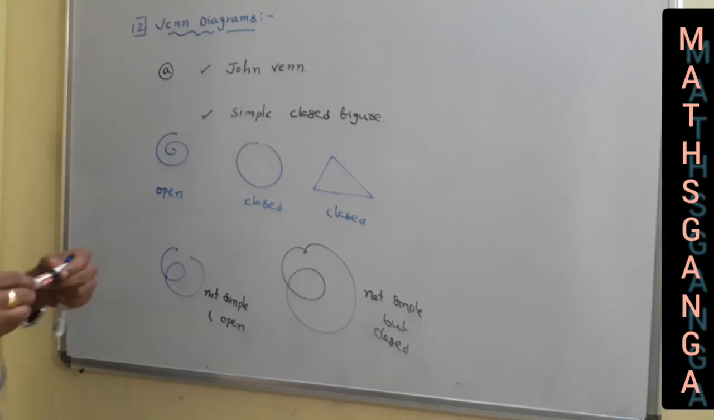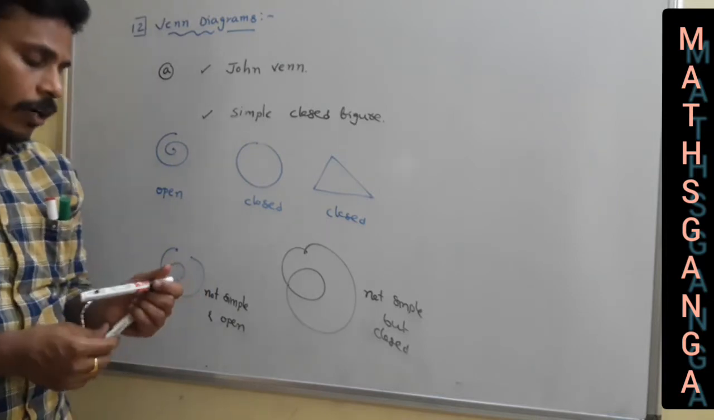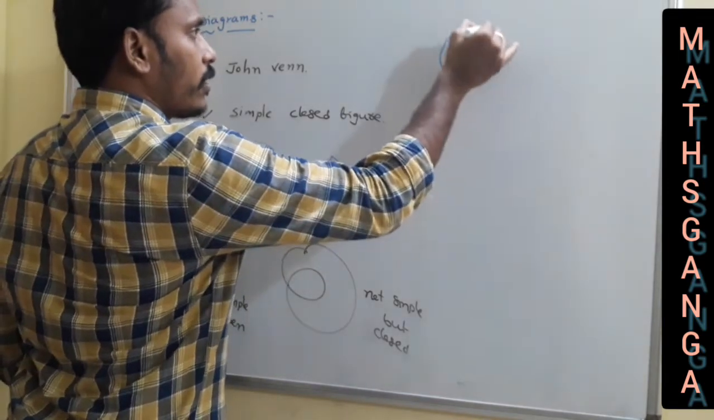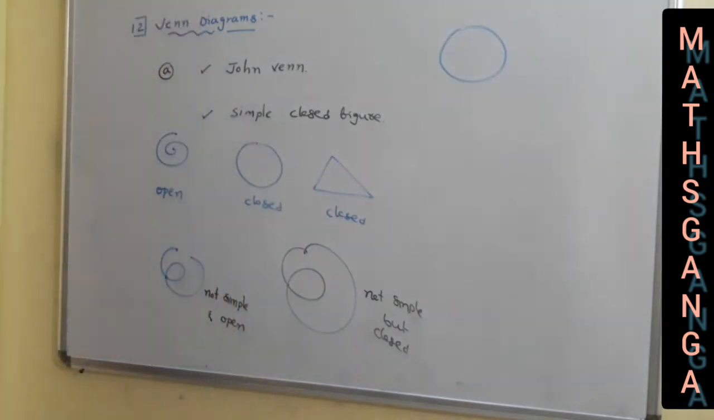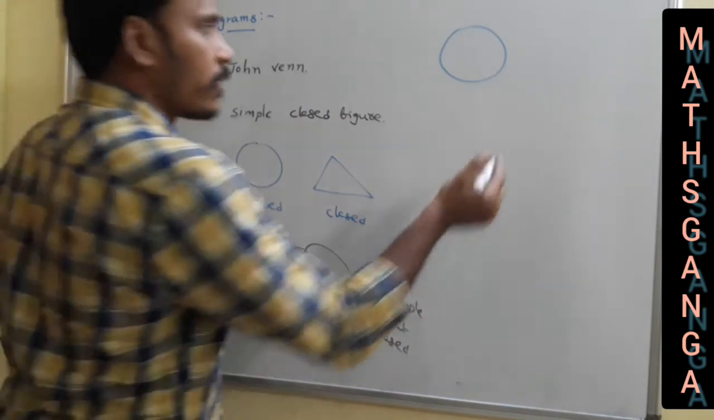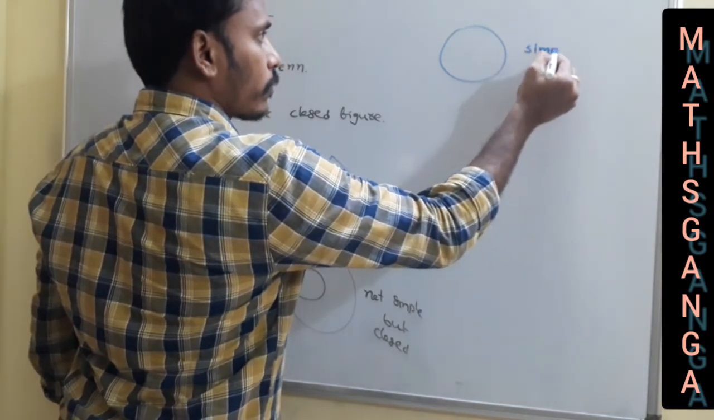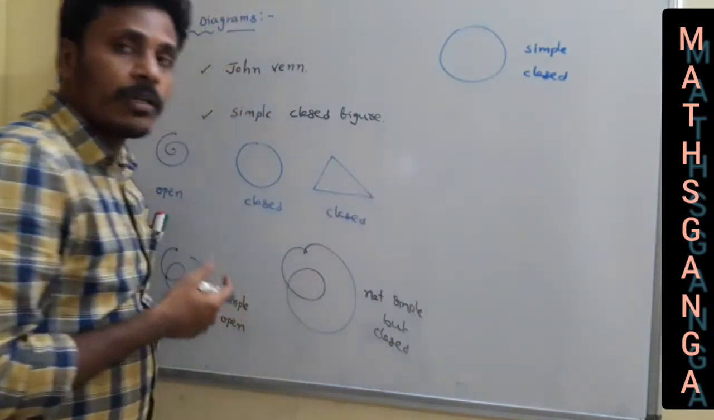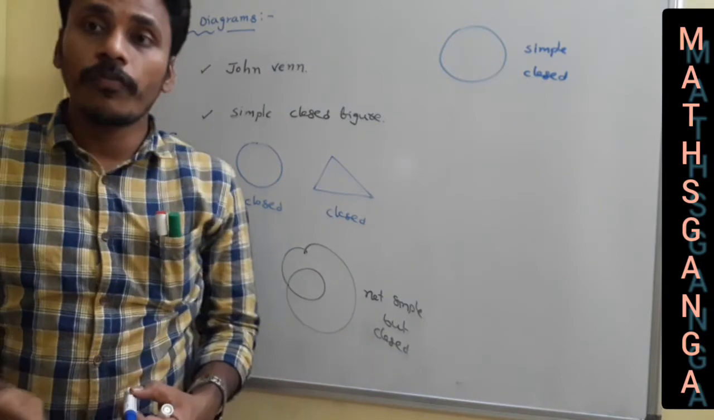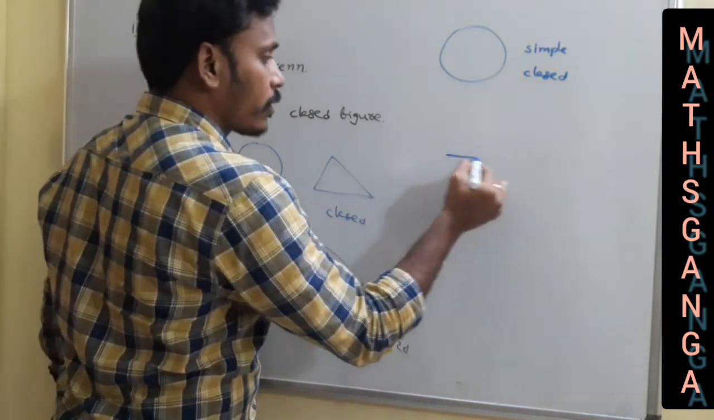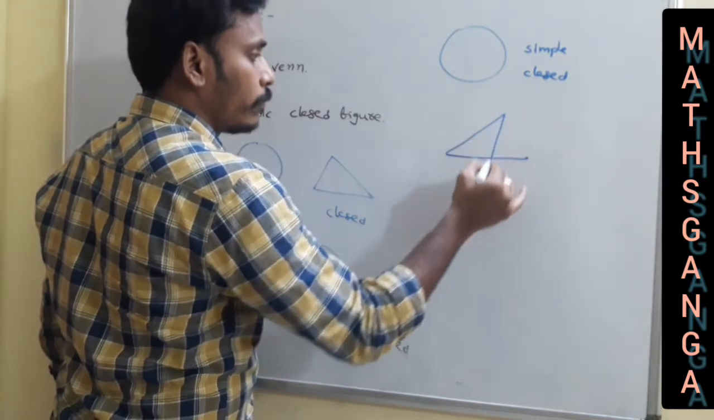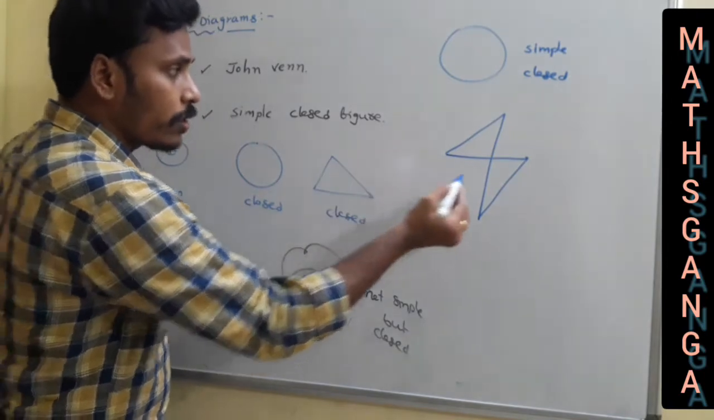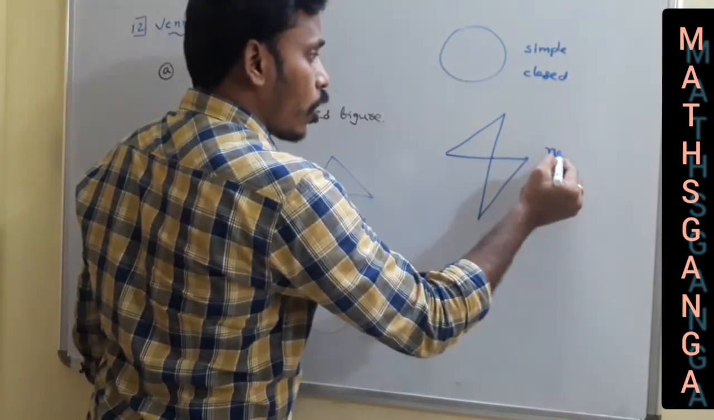There are certain figures which are both simple and closed, just like this circle. If we have a circle like this, that circle for sure is simple, closed. This triangle is also simple, closed. Whereas instead of the triangle, if you take a shape like this, this is closed, but there is an intersection, so this is not simple.